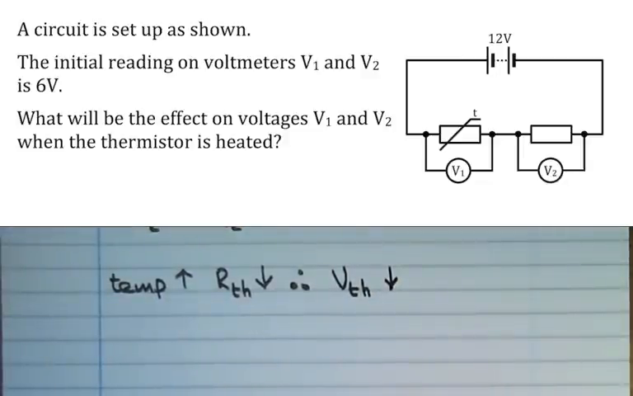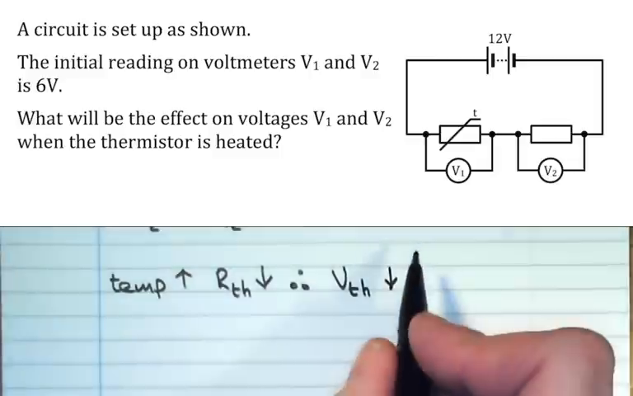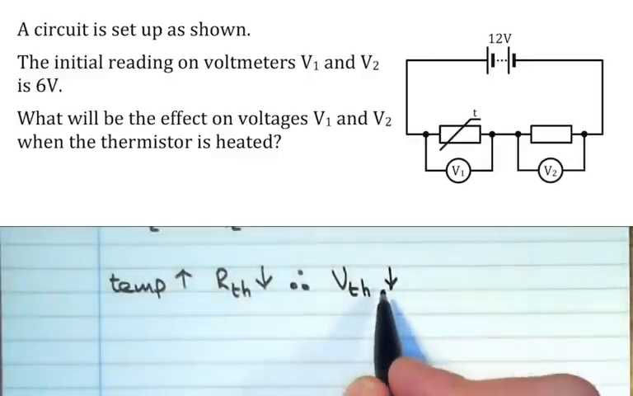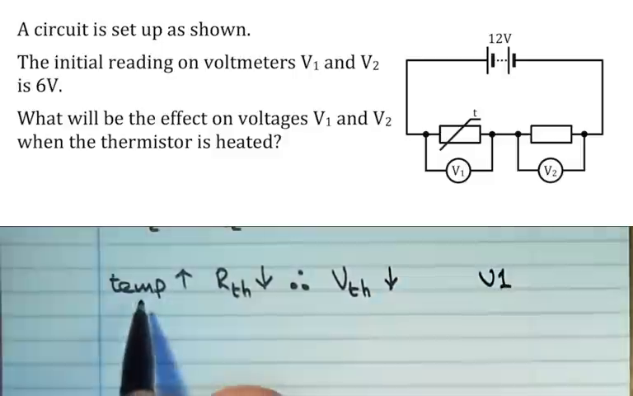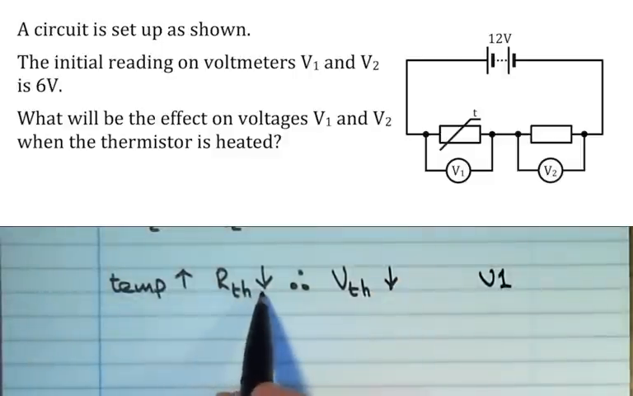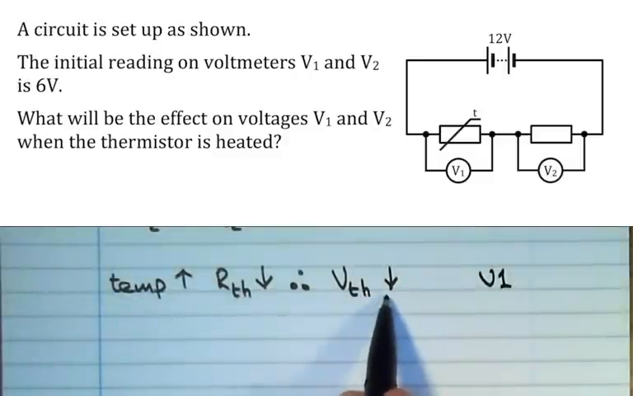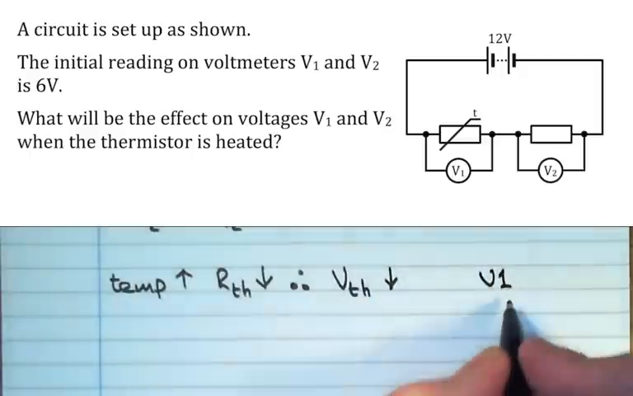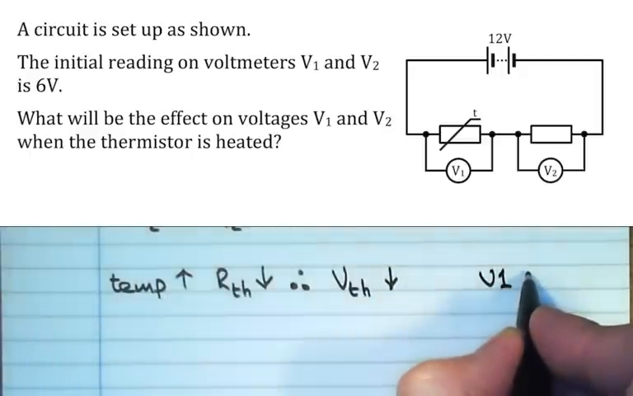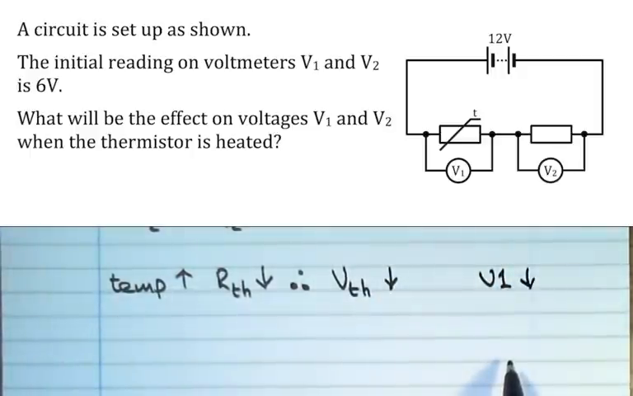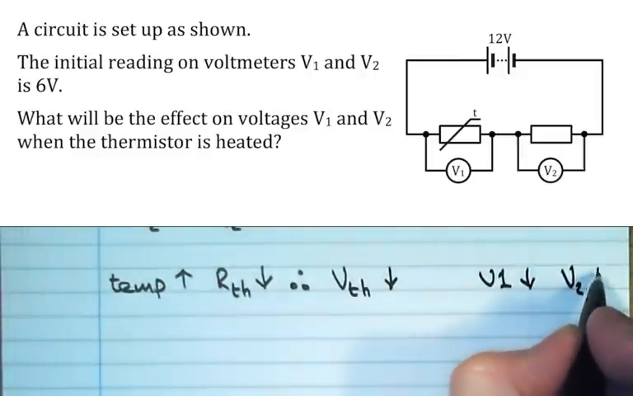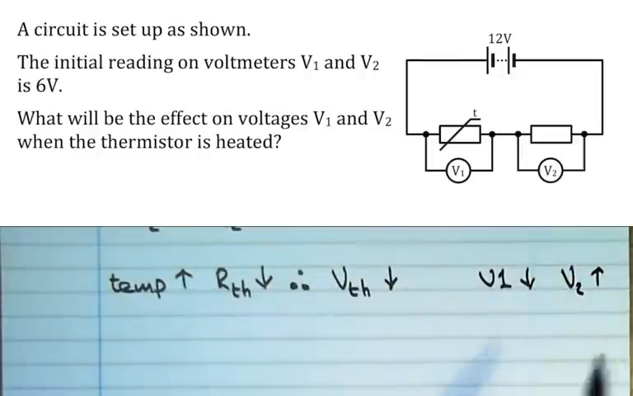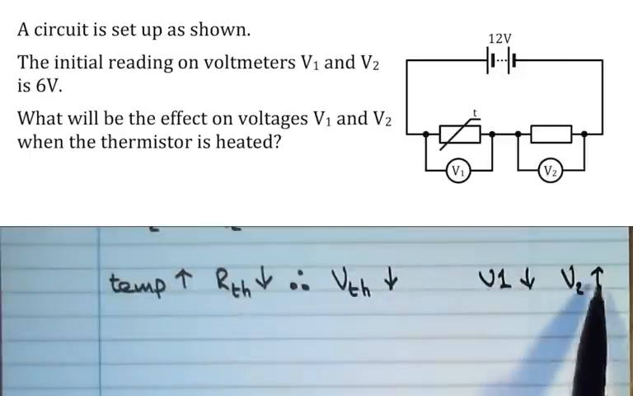Now it's not labelled as VTH, it's labelled as V1. So when the temperature goes up, the resistance of the thermistor decreases, and the voltage across the thermistor is going to decrease. So in this question you'll be saying the voltage V1 would be decreasing. Obviously that would then cause V2 to increase, but you would write this out as a sentence. You wouldn't use this shorthand, so don't write like that.